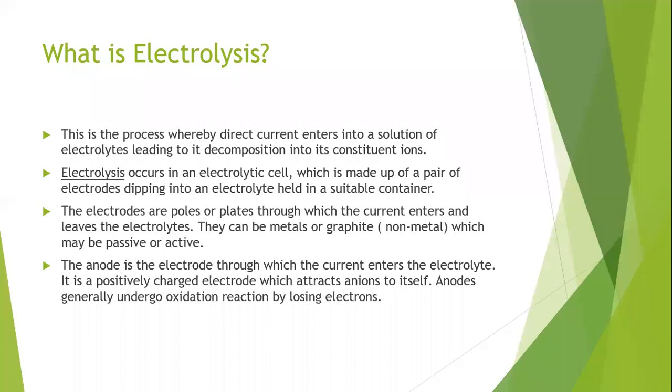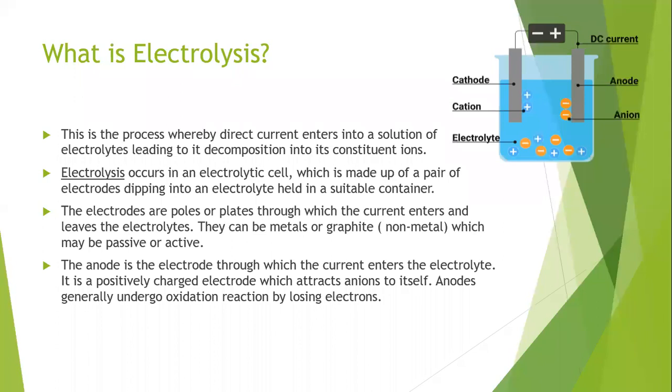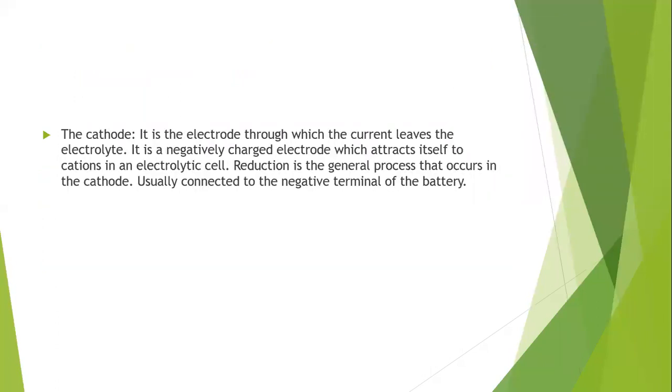Also, we talked about the cathode and the anode and their utility: the anode is positively charged and it attracts the negative ions, the anions, and it undergoes a general process of oxidation. While the cathode is negatively charged, it gets attracted to the cations. So cathode to cation, anode to anion, and the cathode undergoes a reduction process. And I talked about the acronym, that is cathode for reduction and anode for oxidation.